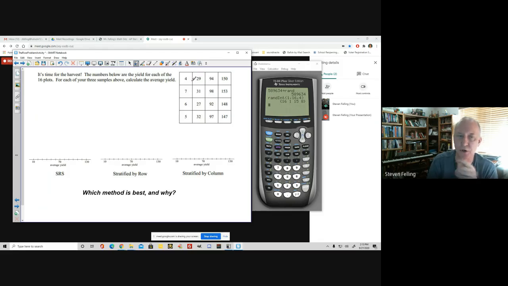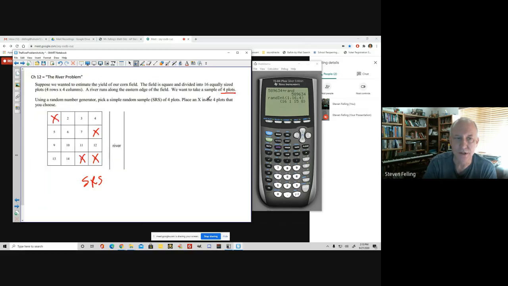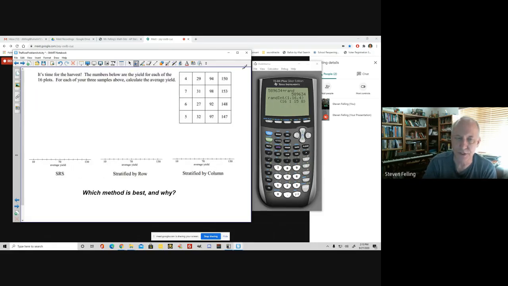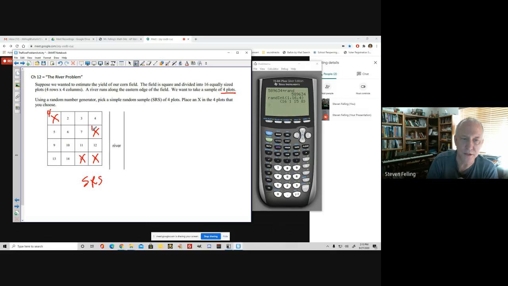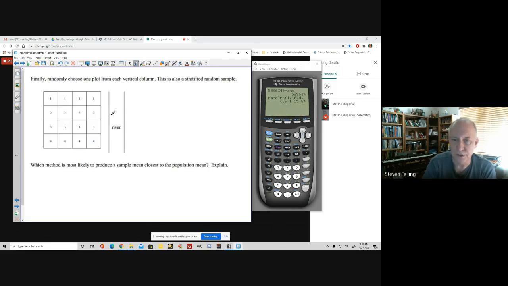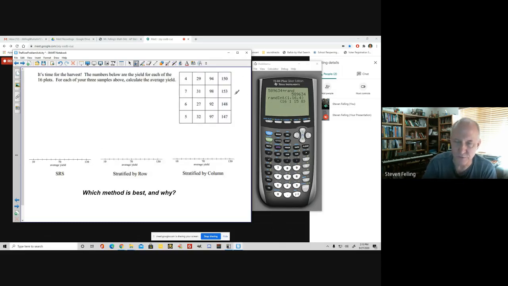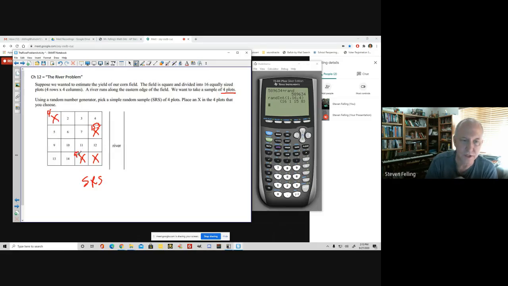So I'm going to go back and look at the ones I selected, and I'll copy these numbers. There were 4 here, so let me write that, 4 bushels there. Let's say I had this plot right here, so this is 153 bushels, and then these last 2 down here are 97 and 147. To find the average, we'll take each of the numbers, 4 plus 153 plus 97 plus 147.